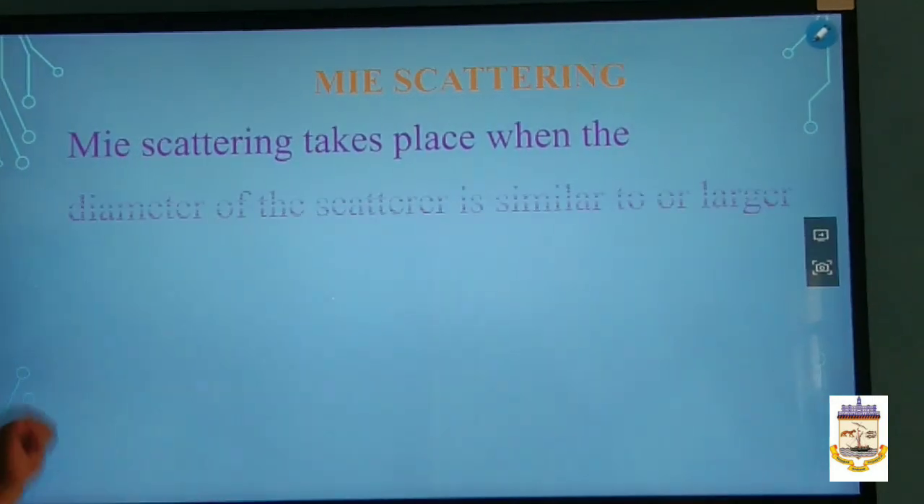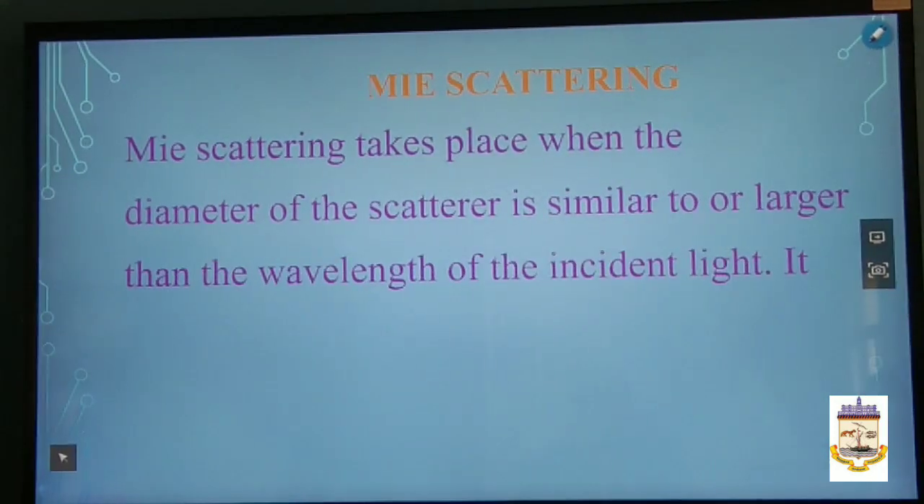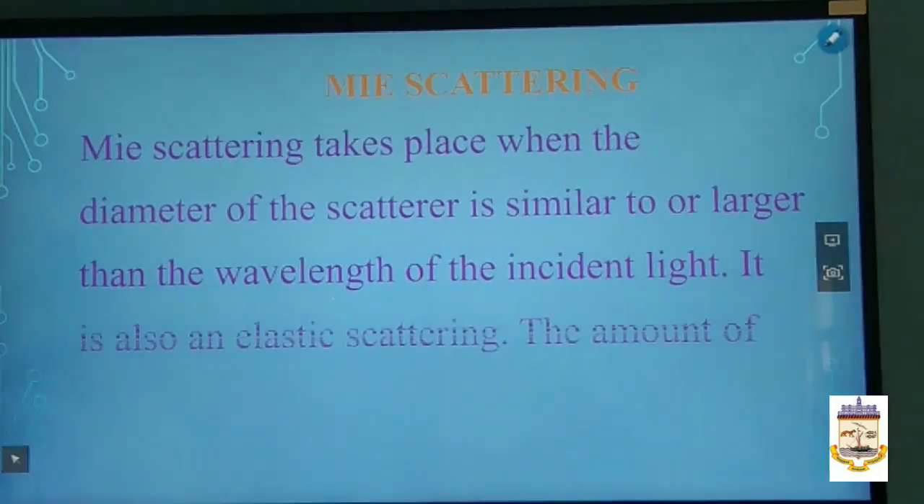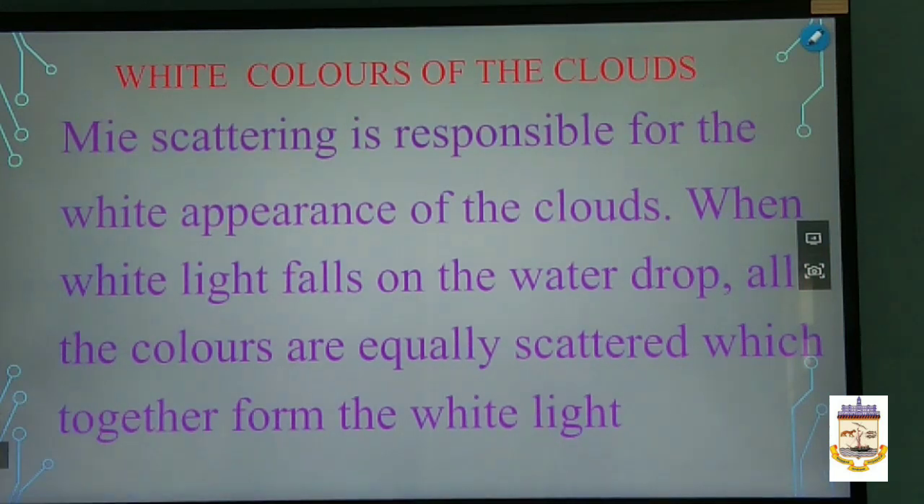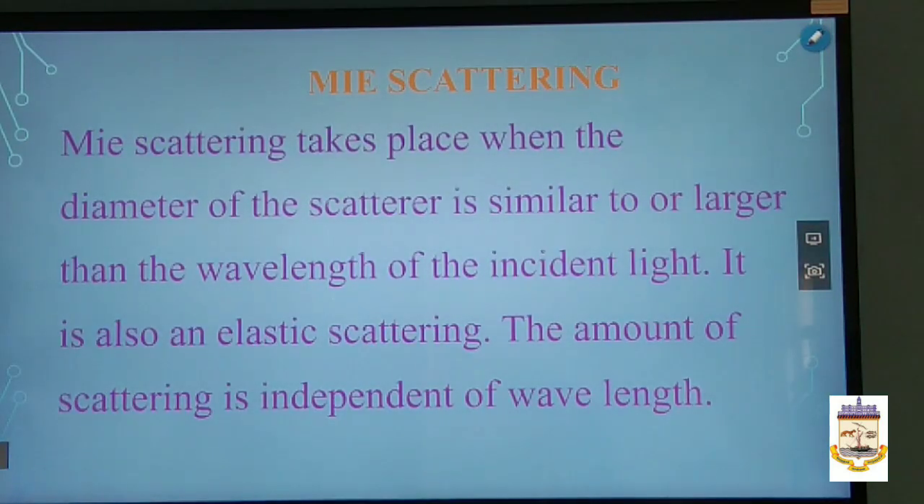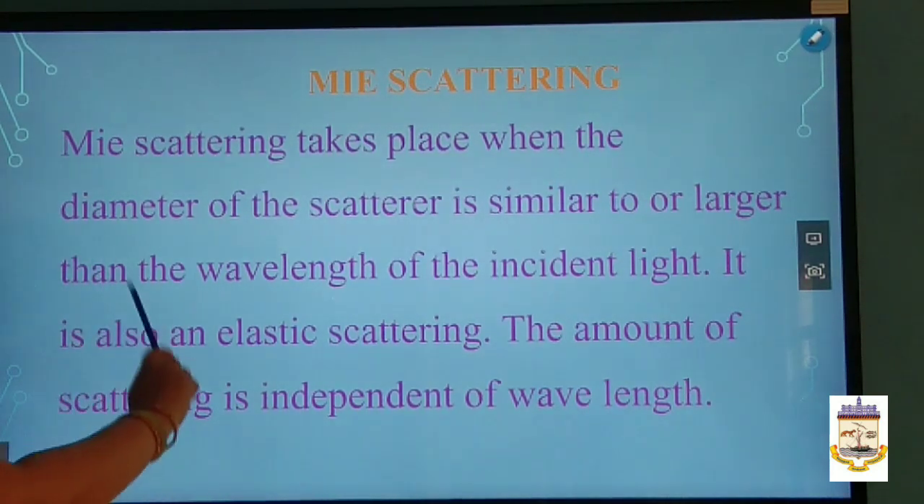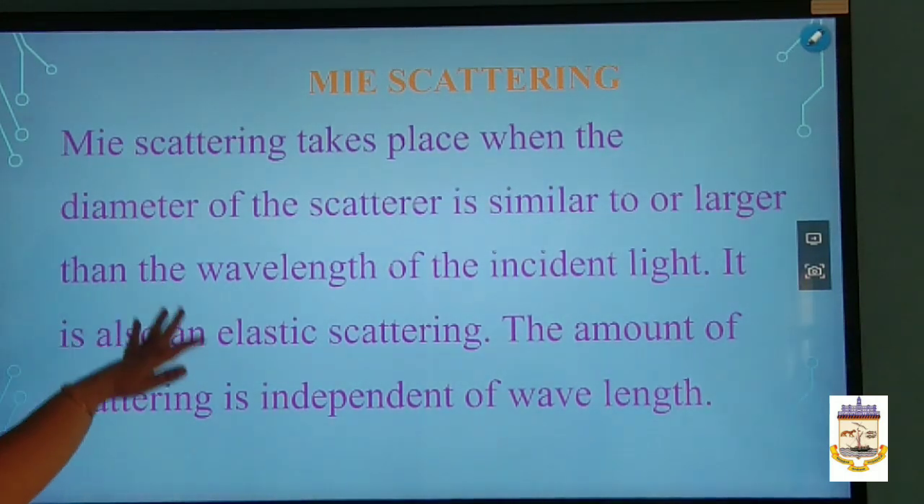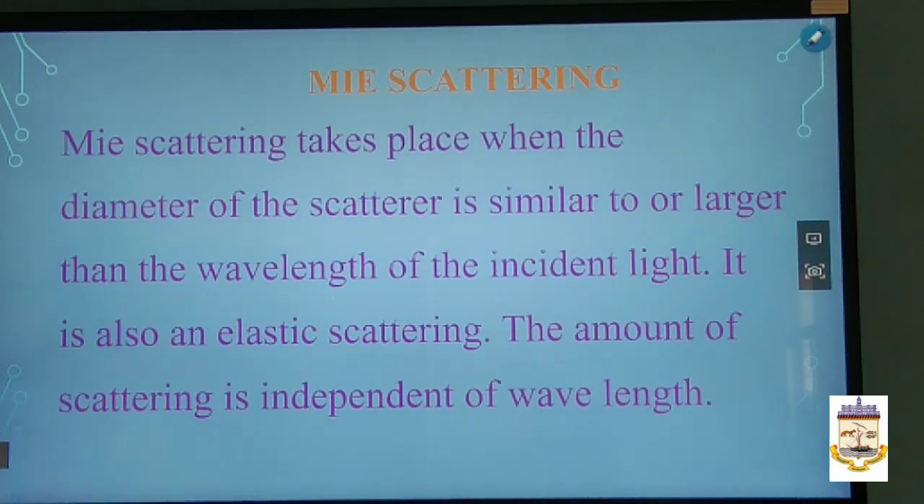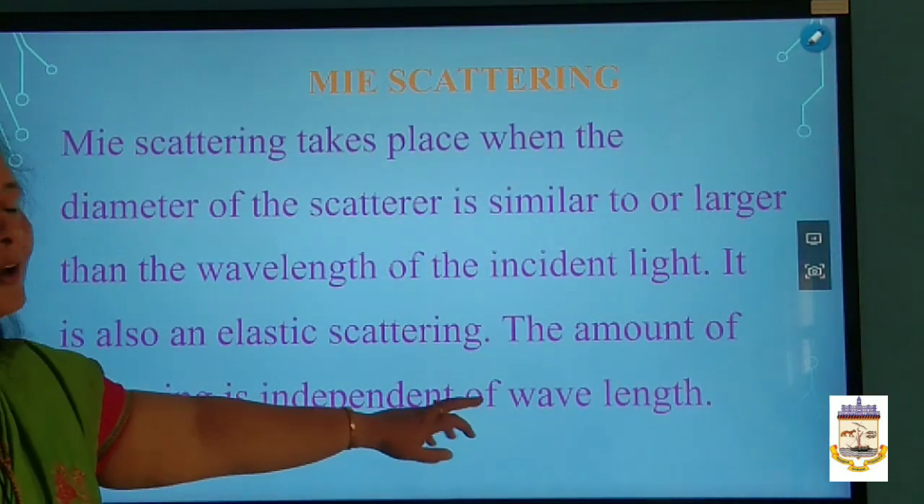This Mie scattering takes place when the diameter of the scatterer, we have seen the scatterer particle. Do you remember one scatterer particle I told you? Yes, that is water particles like that. Okay, when the diameter of the scatterer is similar to or larger than the wavelength of the incident light, then it takes place. Clear children? Therefore, it is also known as elastic scattering, and one important point is the amount of scattering is independent of the wavelength.